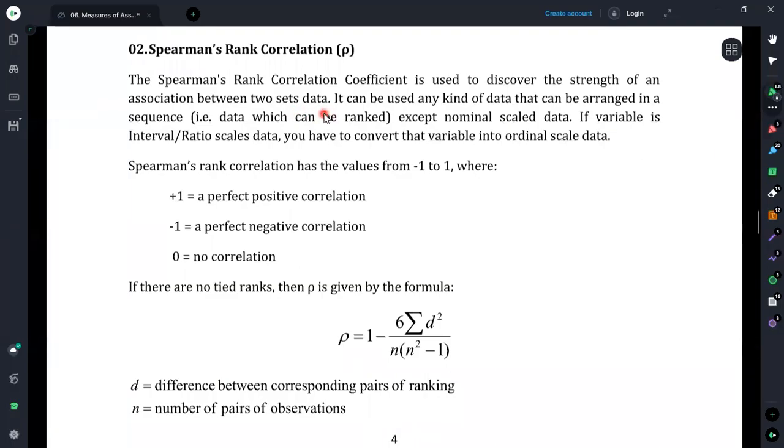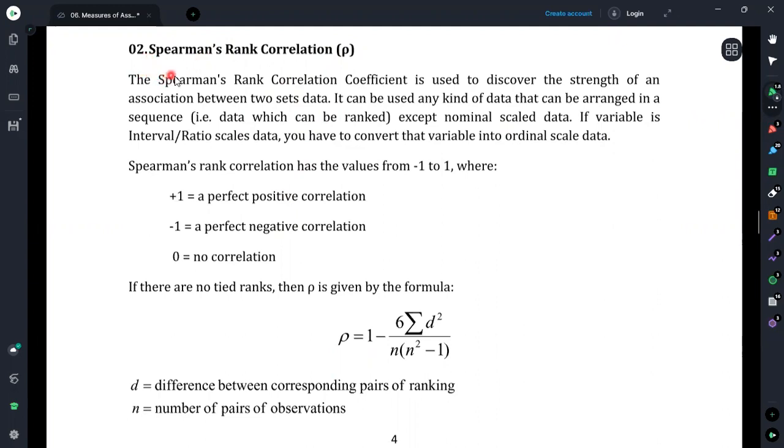In this session, we will discuss Spearman's rank correlation. Spearman's rank correlation is generally denoted by the symbol rho, and this is another technique that we can use to check, test, or measure the relationship between two variables.